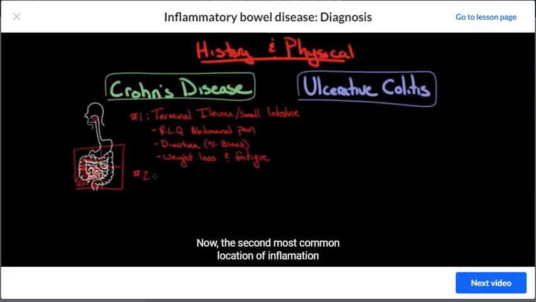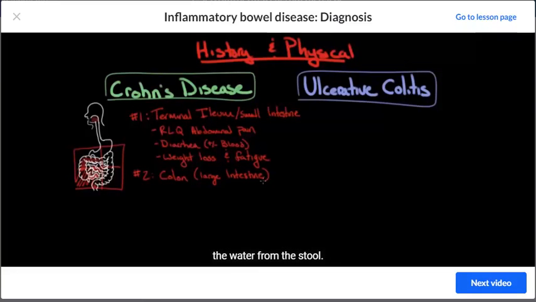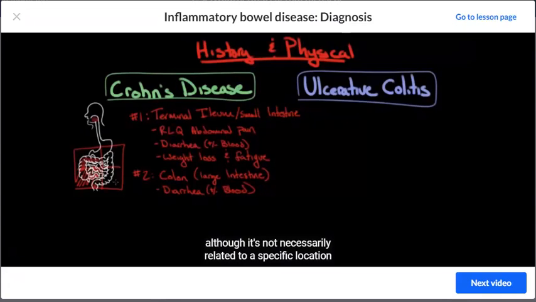Now, the second most common location of inflammation is the colon, which is just another way of saying the large intestine. Now, the colon is mainly responsible for reabsorbing water from the stool. So if it's inflamed and not working properly, one can expect that the water will not be reabsorbed. So there's going to be, once again, this diarrhea, which may or may not be bloody. And then another common presenting symptom, although it's not necessarily related to a specific location, is that general inflammation can result in a fever, which is usually fairly mild.